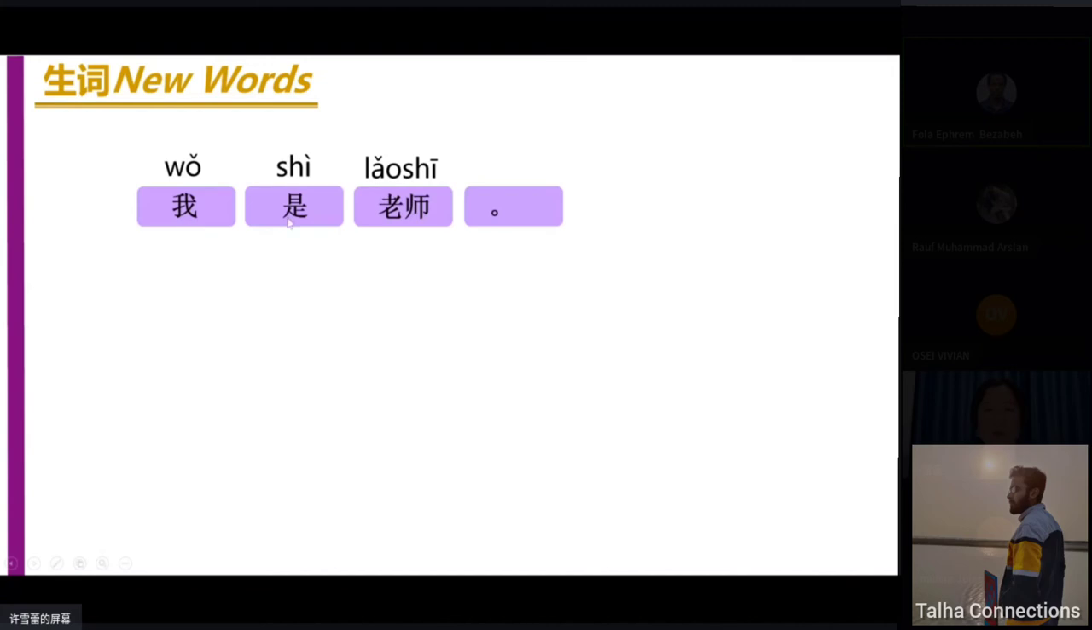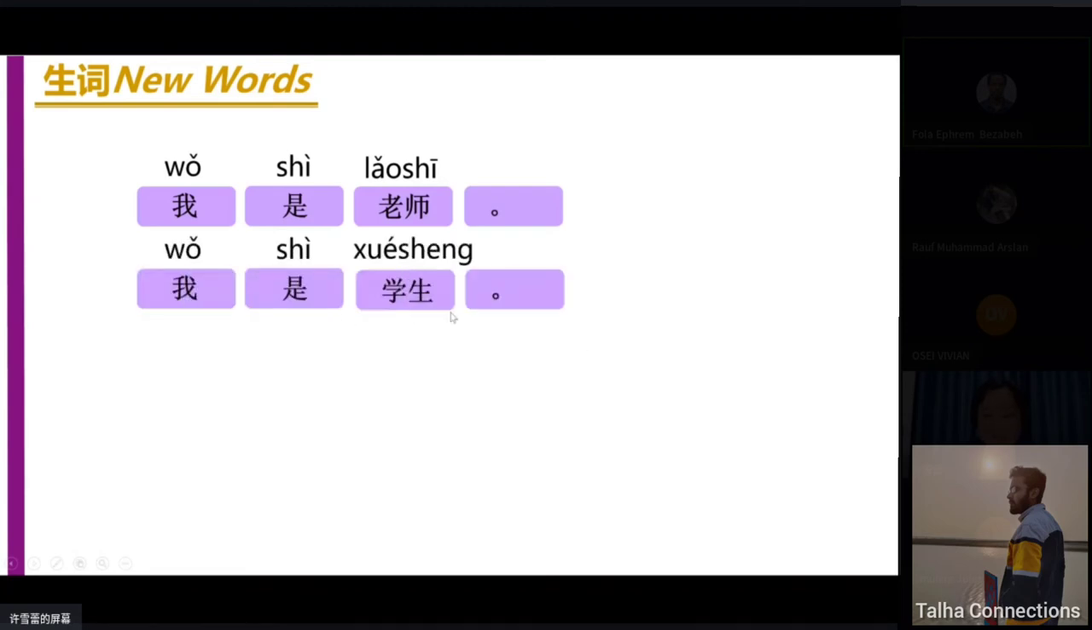跟我读。我是老师。So, yeah, how do you say, I'm a student in Chinese? Yeah, can anybody answer the question? Yeah, you can turn on your mic. Yeah, good. 很好. 我是学生, yeah. 我是学生. Okay, 非常好, very good. Yeah, how to say, I'm a Chinese in Chinese?